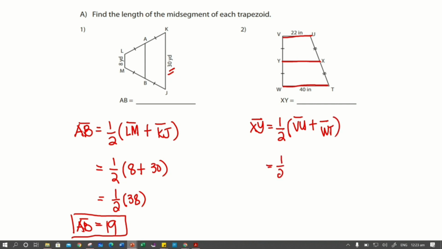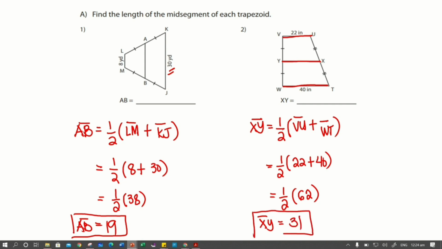So that's simply 1/2 times VU, which is 22, plus WT, which is 40. So we now have 1/2 times 22 plus 40, that is equal to 62. Then what is 1/2 times 62? Therefore, the measure of segment XY is equal to 31. Okay, so that's how we solve for the median of a trapezoid.